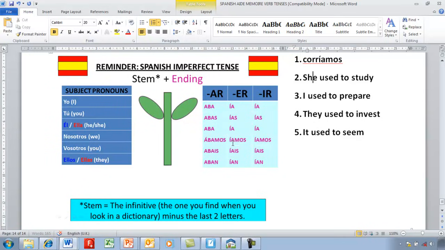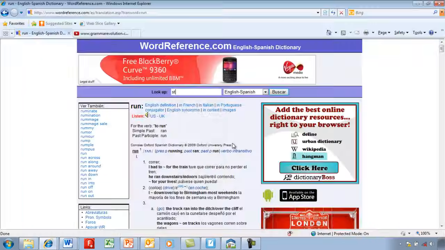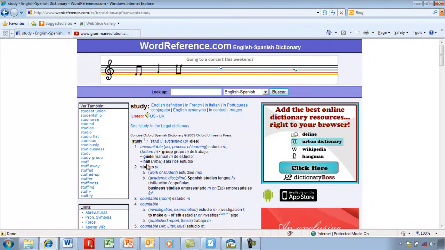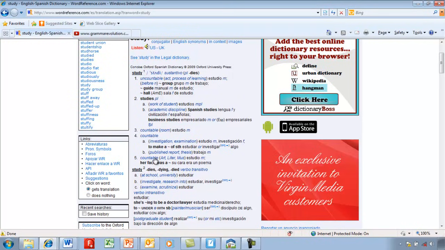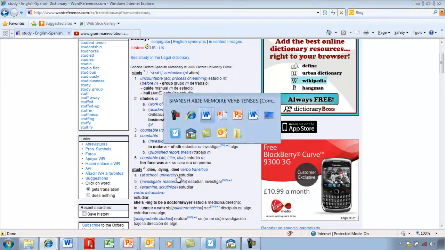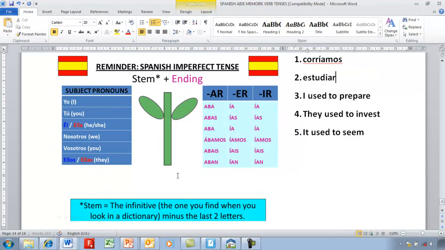Okay, next one. She used to study. First we need the verb to study. So we type in study, and it gives us the infinitive. If we scroll down, we can eventually find the verb, which is study at school or university, estudiar. Because it's she used to study, first of all we take off the AR, and then we can see for ella over here it's ABA, estudiaba.